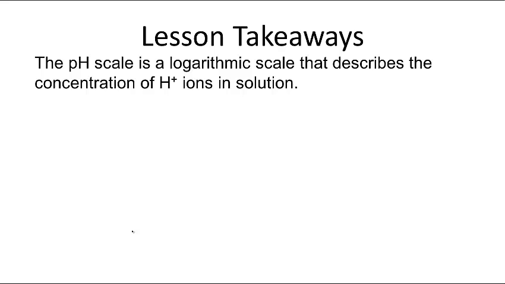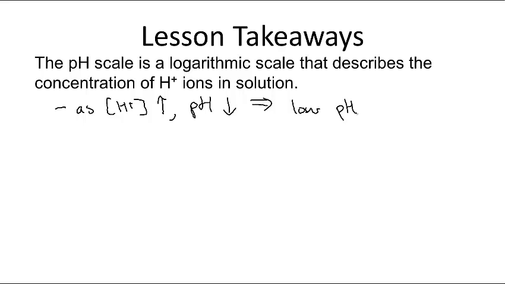So what we're going to do is write down some patterns from this. The pH scale is a logarithmic scale that describes the concentration of H plus ions in solution. So here's what I want you to do. As H plus goes up, pH goes down. So low pH equals highly acidic. The lower the pH, the more acidic a solution is.